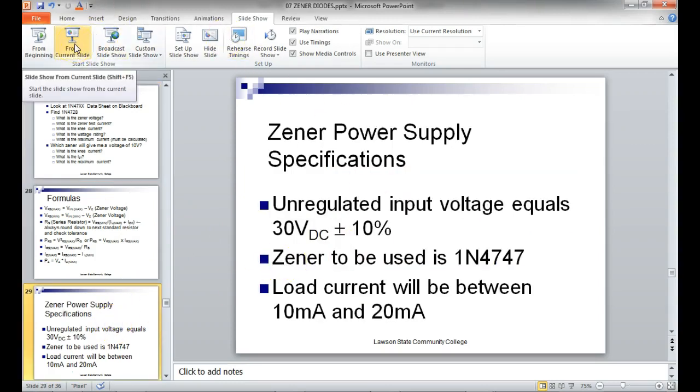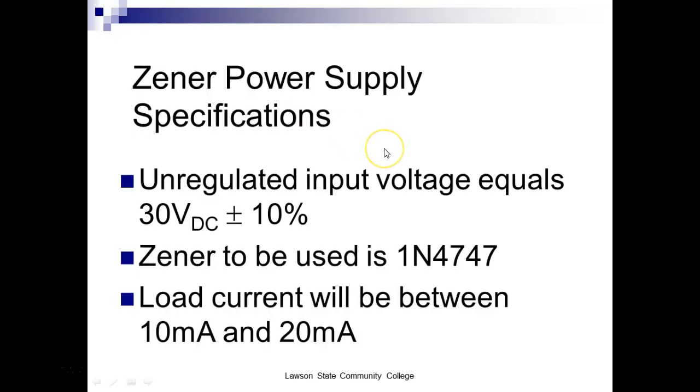So let's see if y'all can do this. I've got a Zener regulated power supply. My input unregulated voltage is 30 volts plus or minus 10%. I'm using a 1N4747. And my load current is going to vary between 10 milliamps and 20. So what things do we need to do?